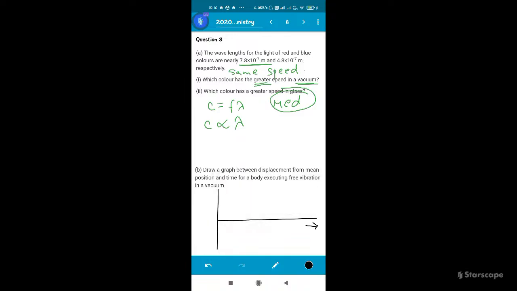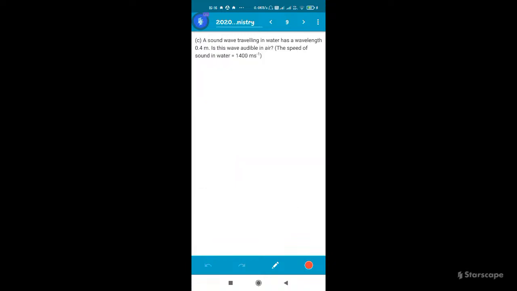On the x-axis we have time, and on the y-axis we have the displacement. So your diagram will be as such. The amplitude is not changing throughout, and it is moving endlessly, because it is a case of free vibration without the presence of any resistive force. So this is your required diagram. Hope it is clear to you. Let's move on to the next question.